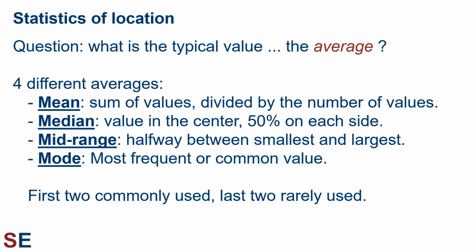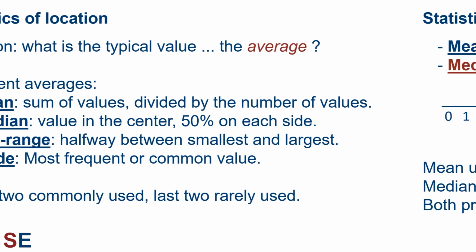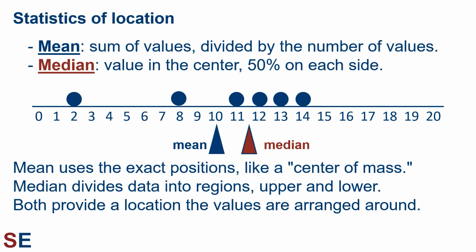The first 2 are commonly used, and it's always important to know which one someone is talking about when they're talking about the average. And the last 2 are rarely used, so we won't focus anymore on that. The mean and median are the most common statistics of location, and we'll take a look at them here with this data set consisting of a 2, an 8, an 11, 12, 13, and a 14. For the mean, we'll sum all the values and divide by 6, because that's how many there are. For the median, we would look at the particular value halfway through the data set, so that would be between the 11 and the 12.